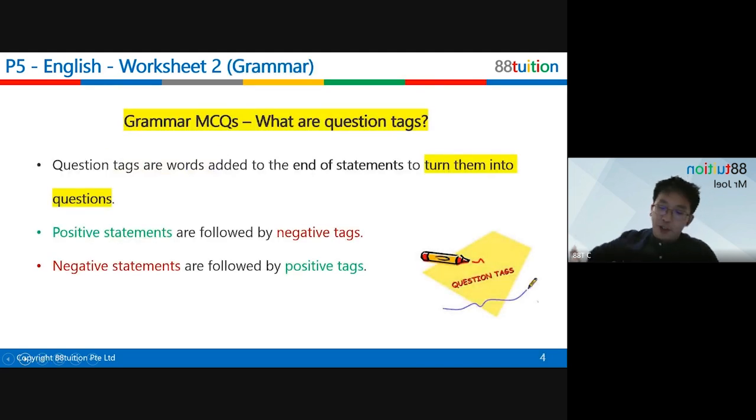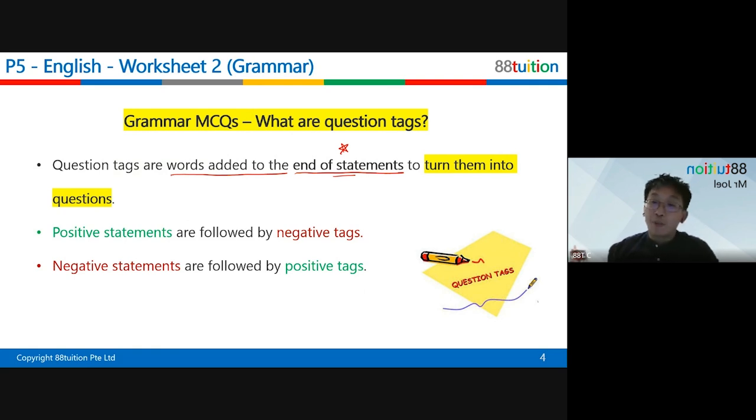So what are question tags basically? Question tags are words added to the end of the statement. This part is very important, right? They are added to the end of the statement to turn those statements into questions. Statements are basically sentences that end with a full stop.